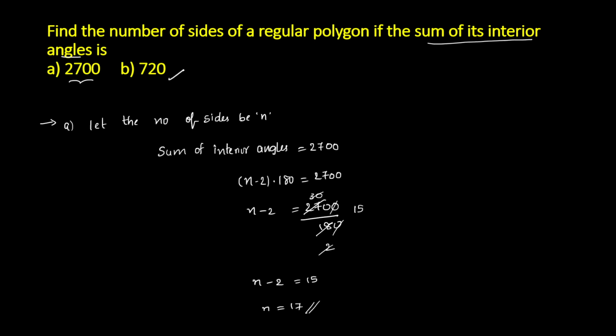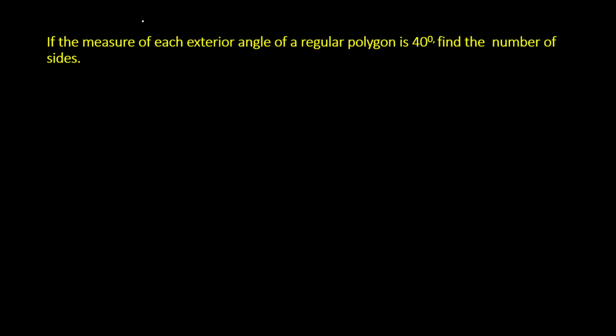Now this B question you can do like the example. 720, therefore n should be 6. Okay, that's the answer.